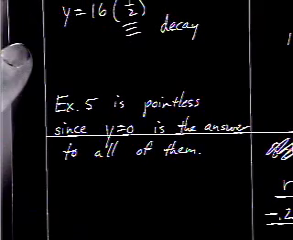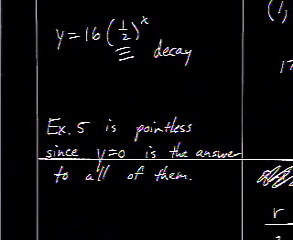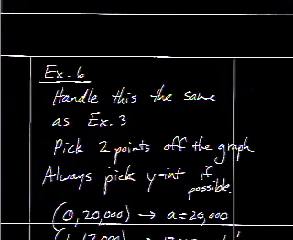In example 5 in our book, it's pretty pointless. Since y equals 0 is the answer to all of them, trying to determine the asymptote to the graph, you should know when you look at any of the exponential growth or decay models that the asymptote is y equals 0. That should not be a difficult question for you to handle. Okay, example 6.